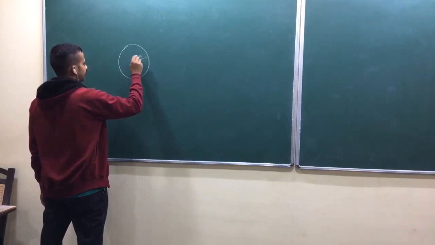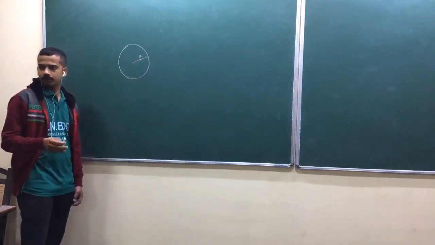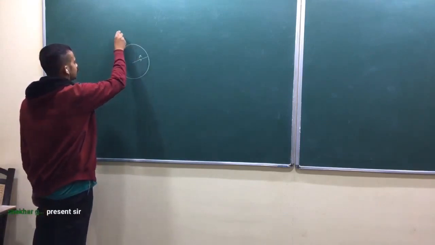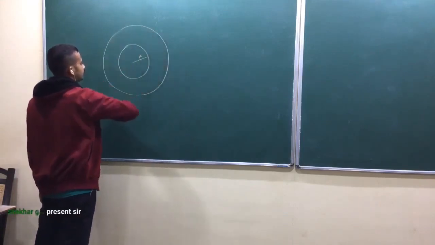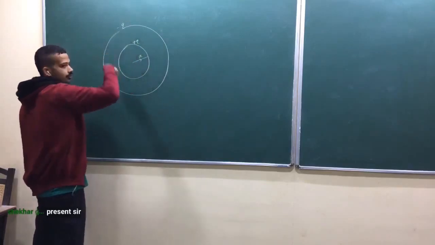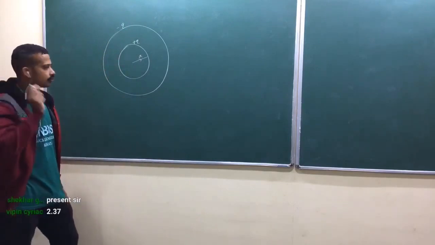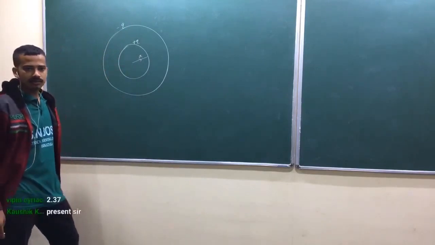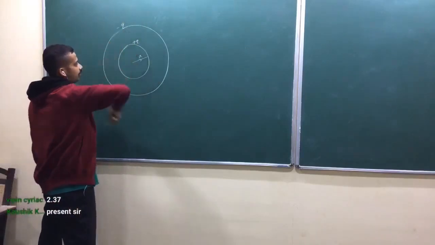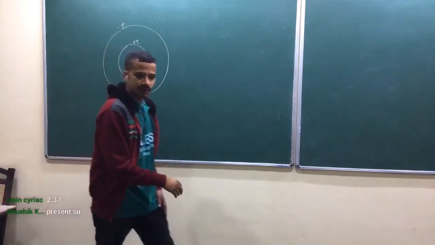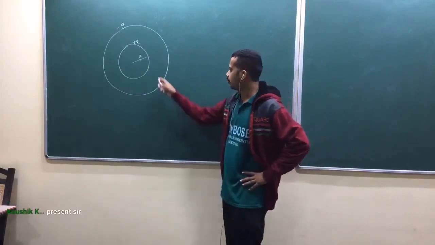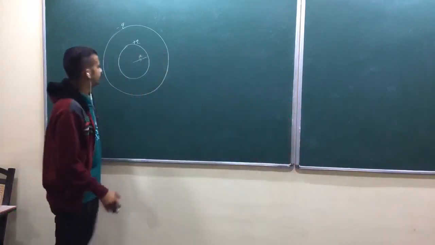An inner sphere of radius A, which has a uniform charge plus Q throughout, and an outer shell with minus Q throughout. In this case, they asked what is the electrostatic energy stored in the system. Now the electric field exists only between the spheres, because outside, the Gaussian surface encloses no net charge, and inside the inner sphere, the Gaussian surface encloses no charge. So that's why the field exists only between these two spheres.